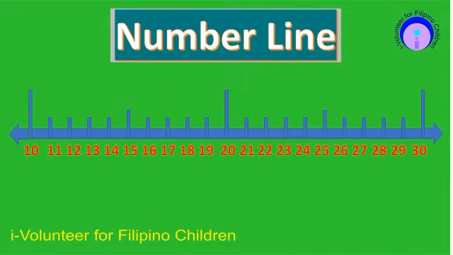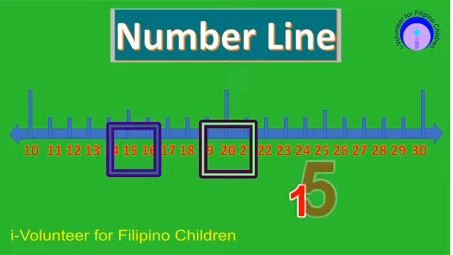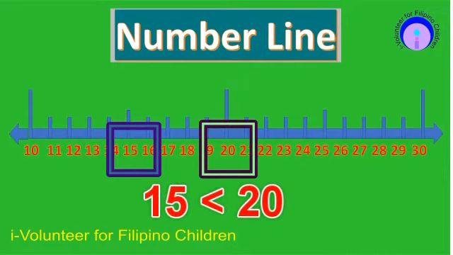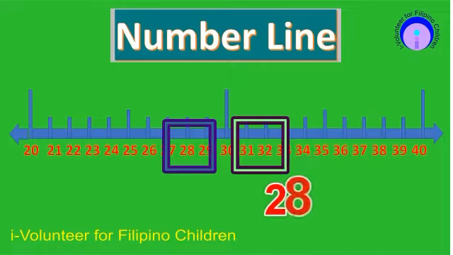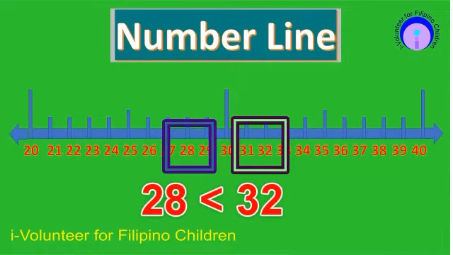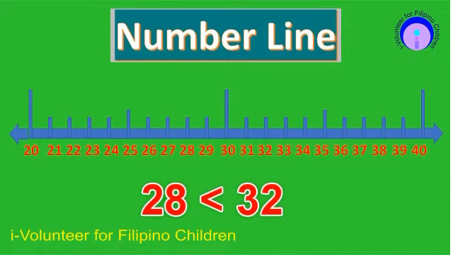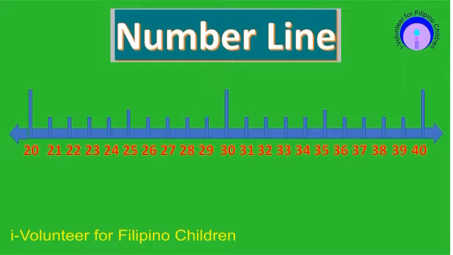Tingnan natin kung totoo talagang ang nasa kaliwang bilang ay mas maliit kaysa nasa kanan. Let's take for example 15 and then 20. That's correct. 15 is less than 20. Let's take another example. 28 and 32. Tama! 28 is less than 32. Okay, let's have a short quiz.